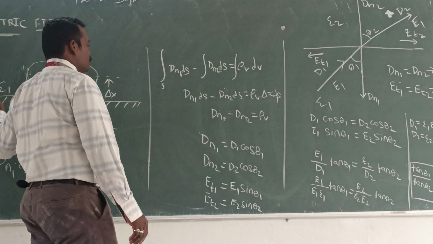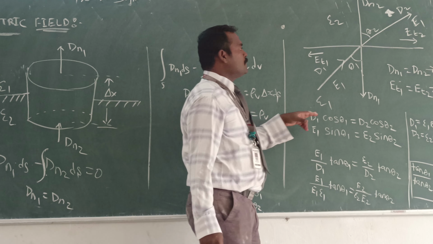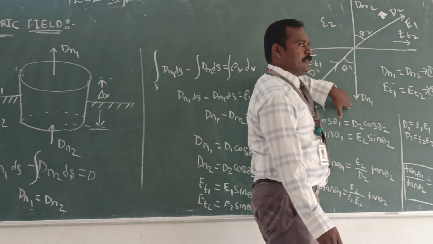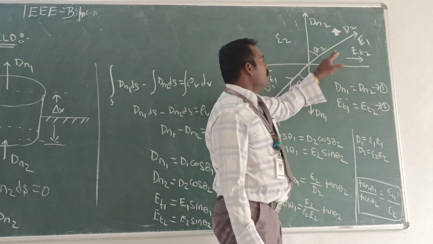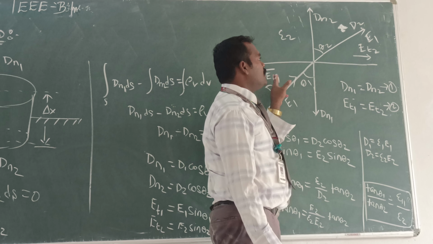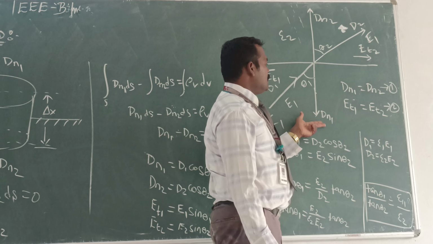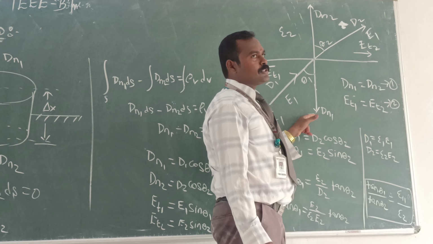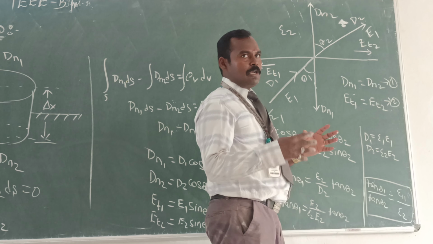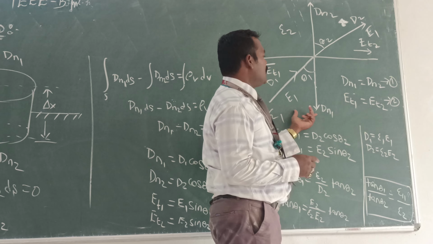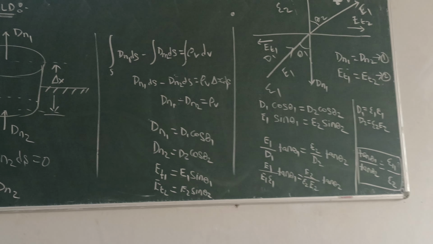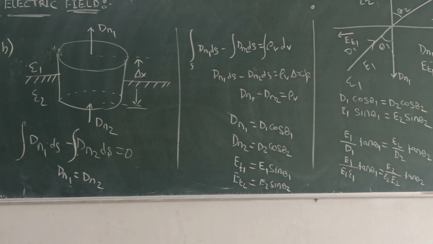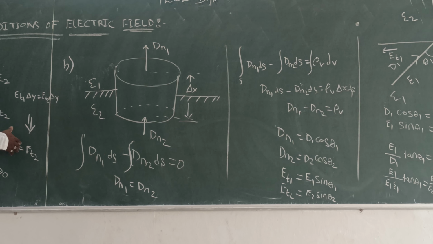So from these two cases we can draw this diagram. Here we are considering two different media, Dn1, Dn2, and similarly Et1 and Et2. The Et1 and Et2 are both equal and opposite. Similarly Dn1 and Dn2 are also both equal and opposite. That is why, while making the summation, the resultant value is 0. That is why we find that Et1 should be equal to Et2. The Et1 as well as Et2 are both equal and opposite.